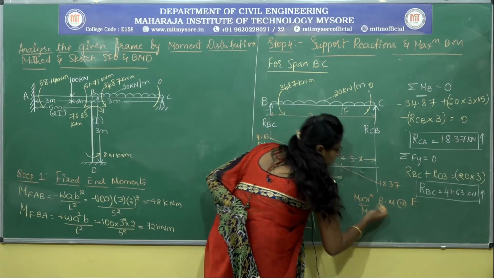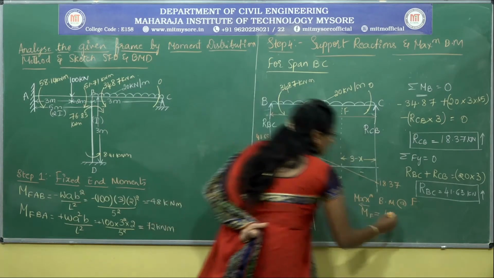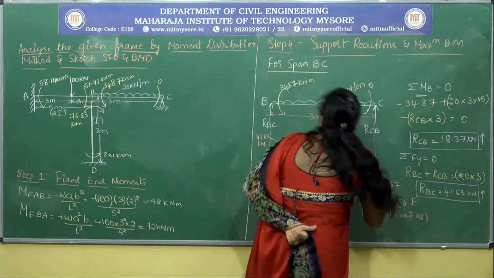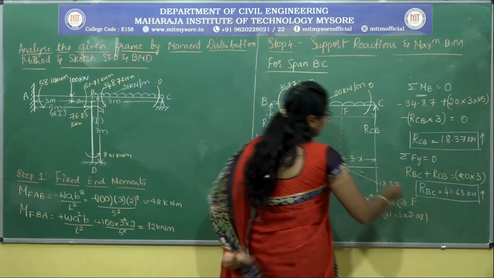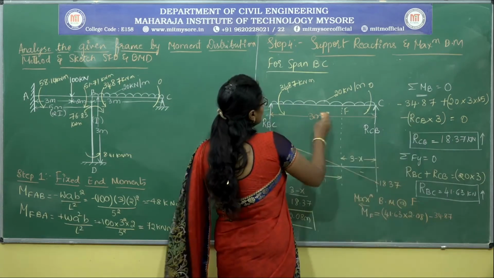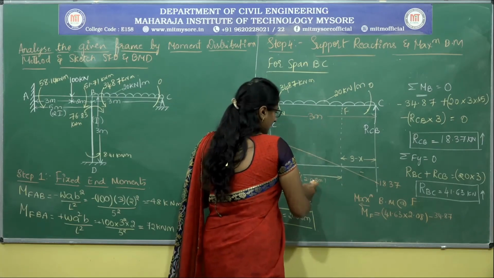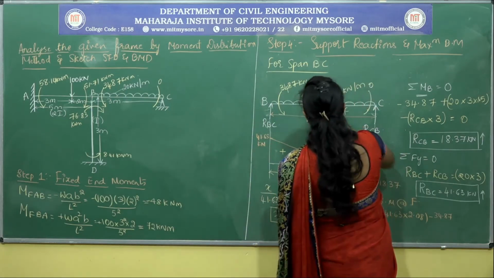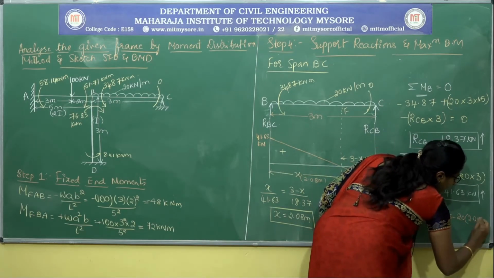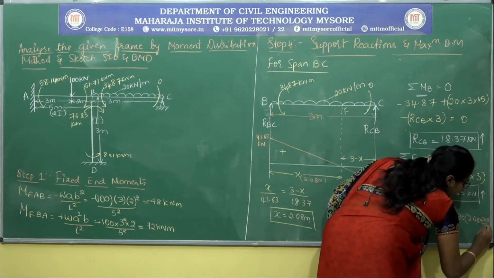I consider forces towards the left plus 41.63, since RBC is acting in the clockwise direction, into 2.08. Then what about this moment 34.87 acting in the anti-clockwise direction, minus 34.87. After this you have UDL of 20 kilonewton per meter acting at a distance of say 2.08. So this is also acting in the anti-clockwise direction, minus 20 into 2.08 into 2.08 divided by 2.